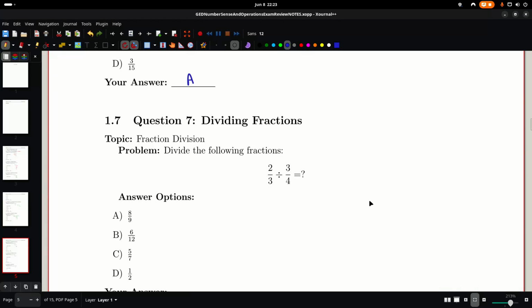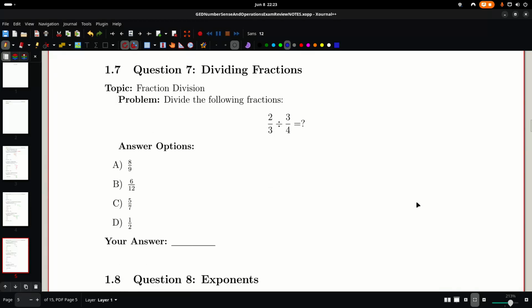Dividing fractions. So when we divide by a fraction, we multiply by its reciprocal. And so the reciprocal means we just flip the fraction, is a common way to describe it. So 2 over 3 divided by 3 over 4 is the same as 2 over 3 times 4 over 3. And so we get 8 over 9 for that one. And it looks like that is also option A. Lots of option A's here, the way things are working out so far.